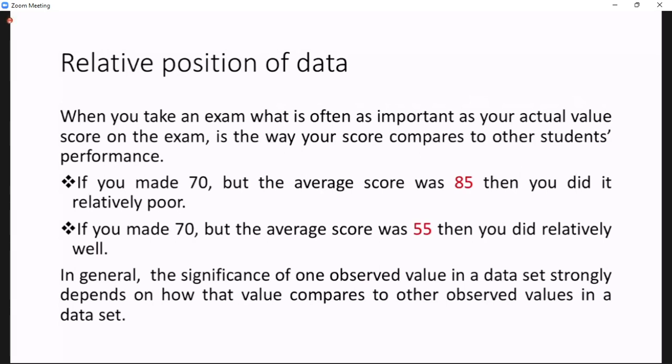Understood? So relative position of data is important. That's why we try to find the relative position of a particular data. Okay. I didn't say it was a funny story. To understand the concept of relative position, I just told you that story. It's a true story, right? Okay.